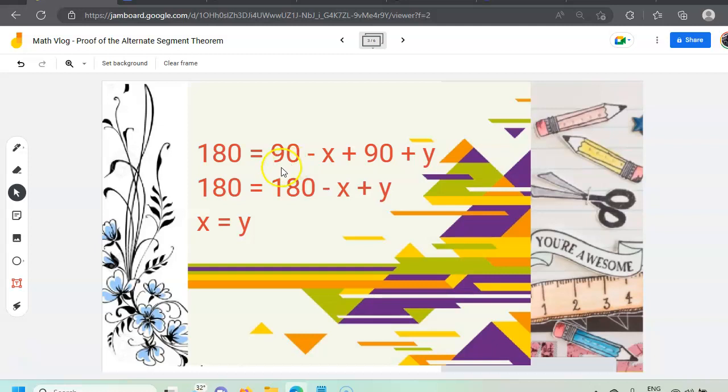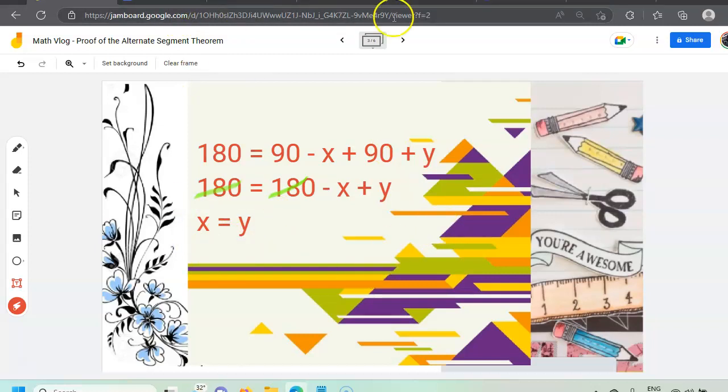And then we add up 90 plus 90, it's 180 degrees. And then we have a positive 180 at the left, and we have a positive 180 at the right. So these two will be cancelled out. And then we transpose negative x from right to left. So we now have x equal to y.